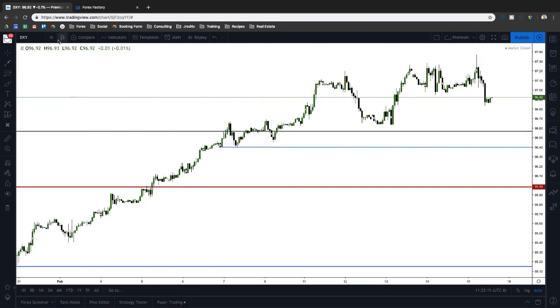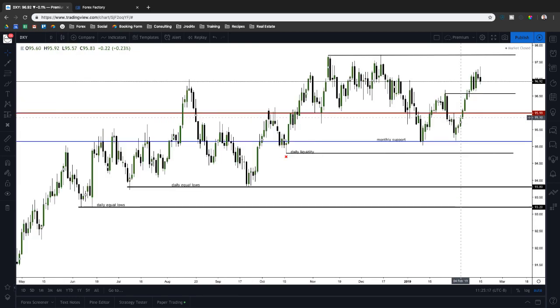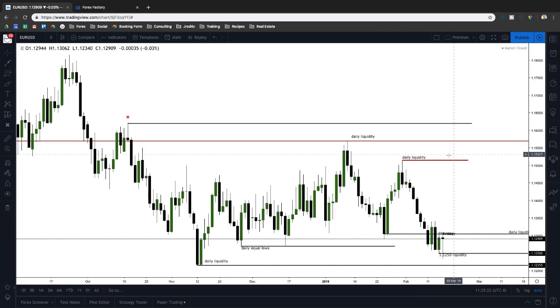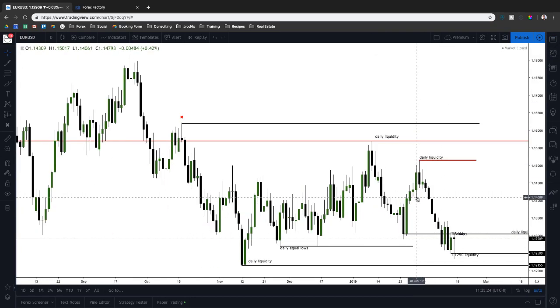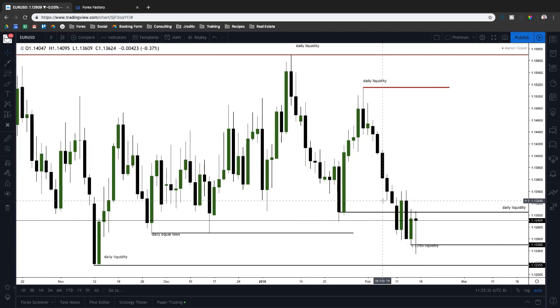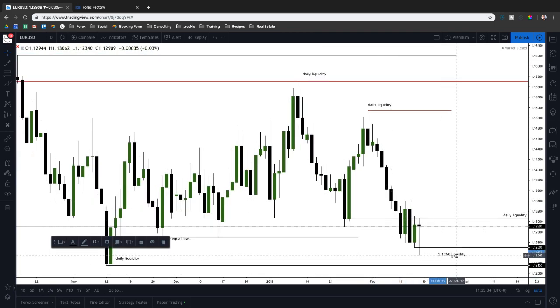Alright, so we're going to move on to euro dollar, and the analysis for the other pairs is not going to be as long as this, but I did want to touch on that because that really gives us an idea of what to expect for the other pairs, such as foreign currency, which are the majors, the ones that we trade.